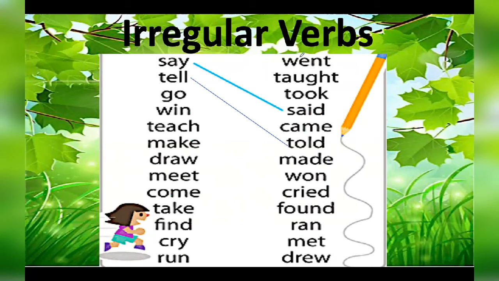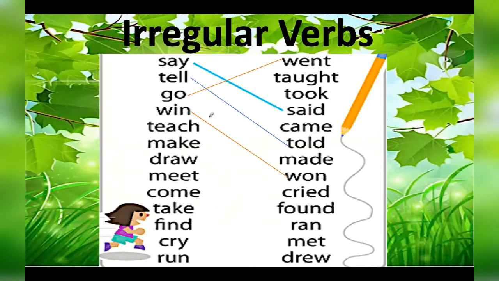Then we have the verb go. Go has a second form: went. Go, went. Win. Let's just find the second form of the verb win. Taught, no. Took, no. Came, no. Made, no. Won. Yes, win, won.